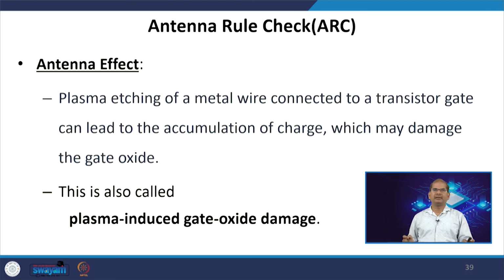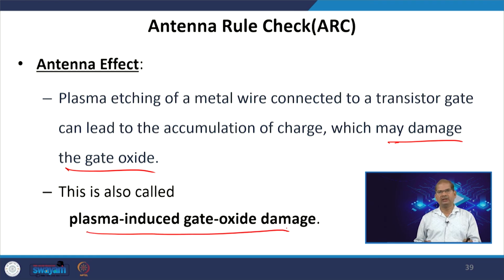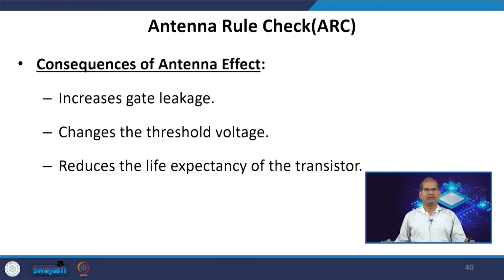In case of antenna rule check, we have a long metal which is connected to the gate of the transistor. What it does is that it accumulates a lot of charge in the gate, which damages the gate oxide. And if this gate oxide is damaged, then there is no conduction. This is called plasma induced gate oxide damage. So, this effect we need to check during the VLSI physical design, and also you need to correct that.